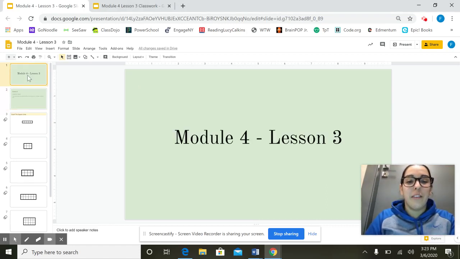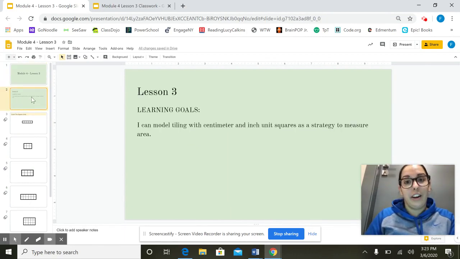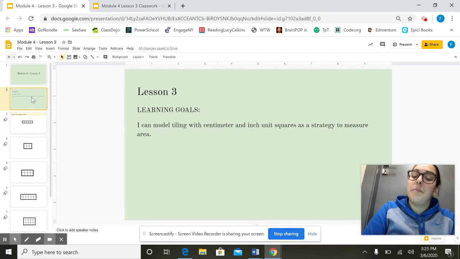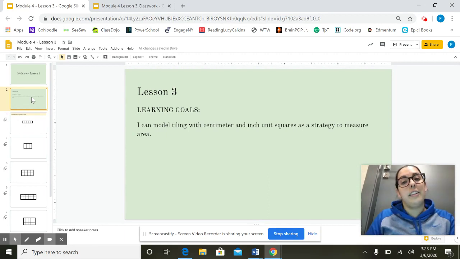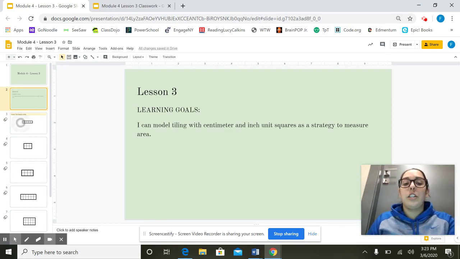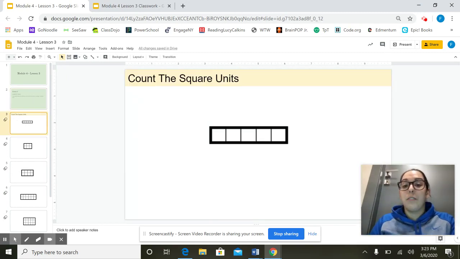Today you're going to be working with lesson 3, which is continuing with area and finding area. Today we're going to be using two different measurements: centimeter unit squares and inch unit squares. So we've got two different measurements that we're going to work with today. First thing that we're going to do is just count the unit squares.